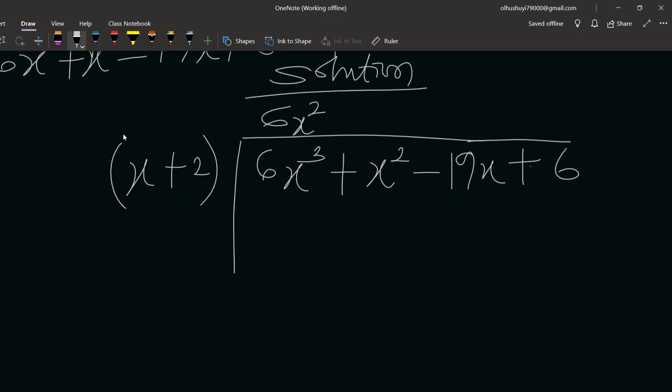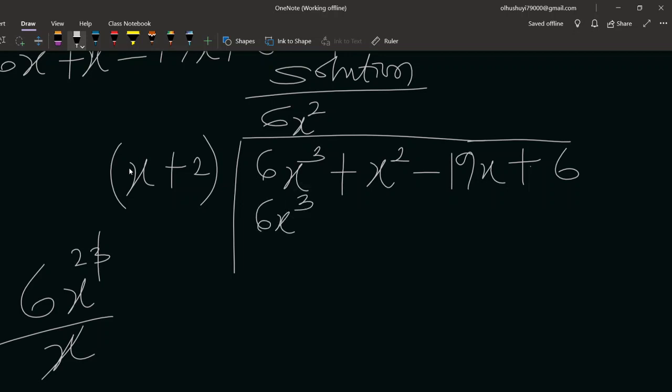So 6x squared times x. After you have used this to divide this, of course, if you have 6x cubed divided by x, this will cancel one of these, so 2 will be left. You have 6x squared left. So you multiply back again, 6x squared times x, you're going to be having 6x cubed. Then this 6x squared times 2, that will give you 12x squared.